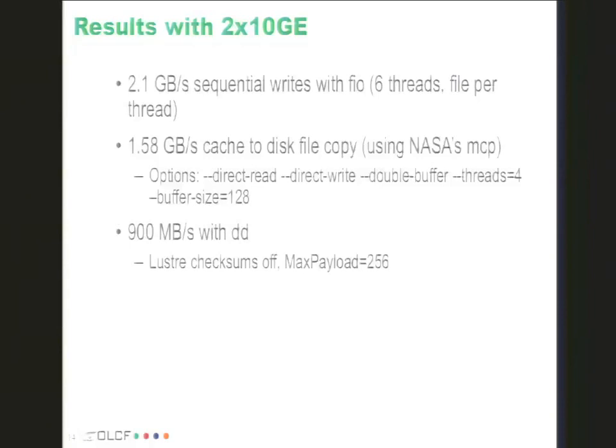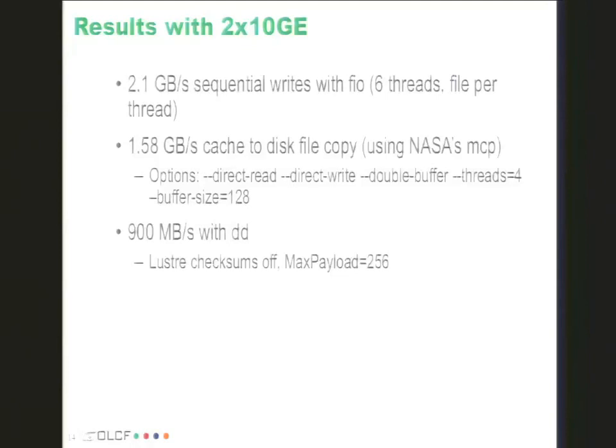Something else that was interesting is that we were able to get pretty good throughput with a file copy. There's a really neat utility out there, MCP from NASA Ames, which does a multi-threaded copy. With some of those options, we could get really respectable performance hashing across both bonds, doing a file copy. This is just cache disk, but you can do the same thing between 2 Lustre file systems.